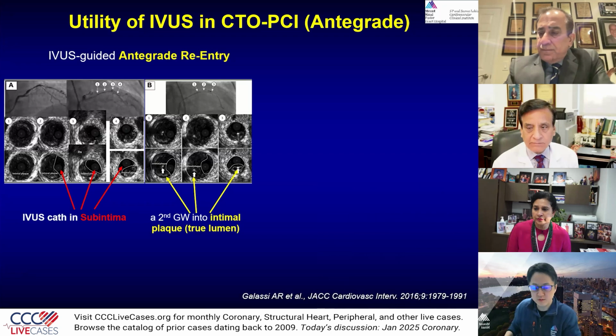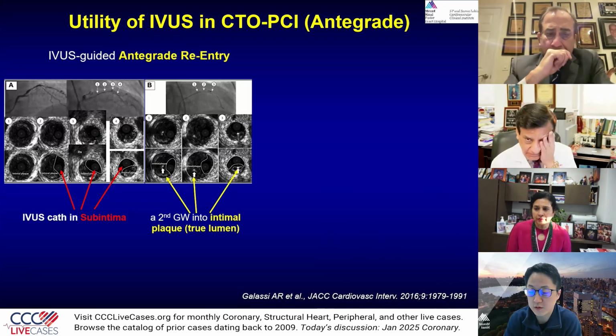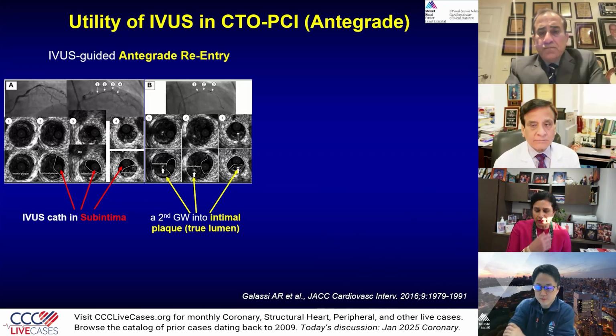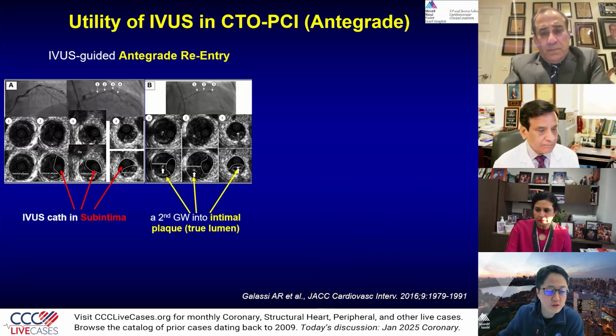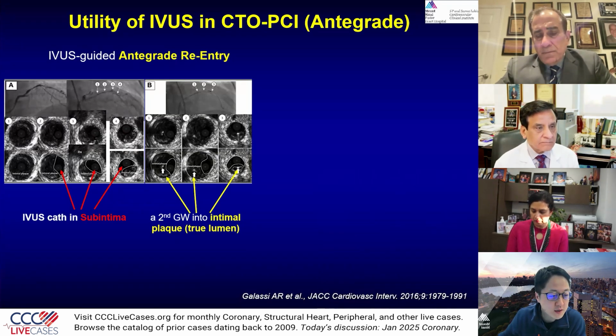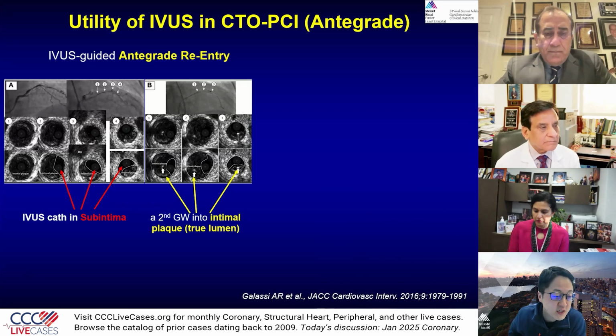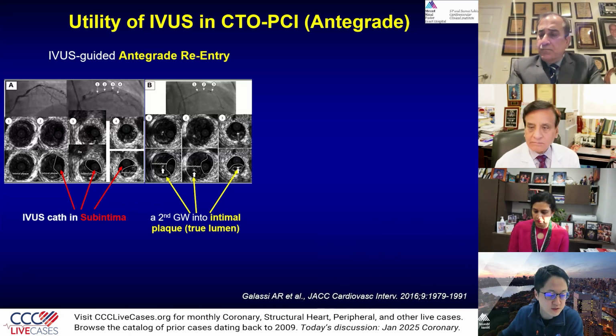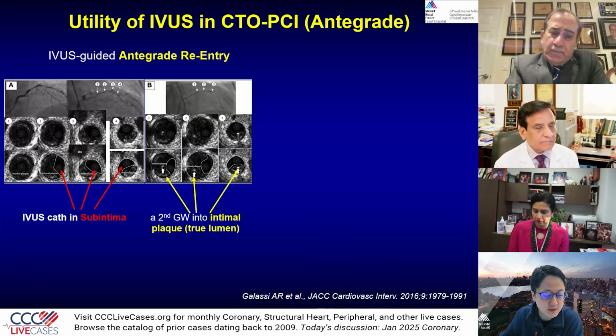Yes, I agree with Dr. Sharma. But with this IVUS guided re-entry, sure. This is the first paper from 2016 for cardiovascular intervention, a state of the art review for IVUS usage for CTO PCI, and especially for the antegrade approach. You can see on the left panel there is an IVUS catheter in the subintimal. The coronary artery has three layers, intima, media, and adventitia. But in this red one we cannot see the media. So the media is disrupted.